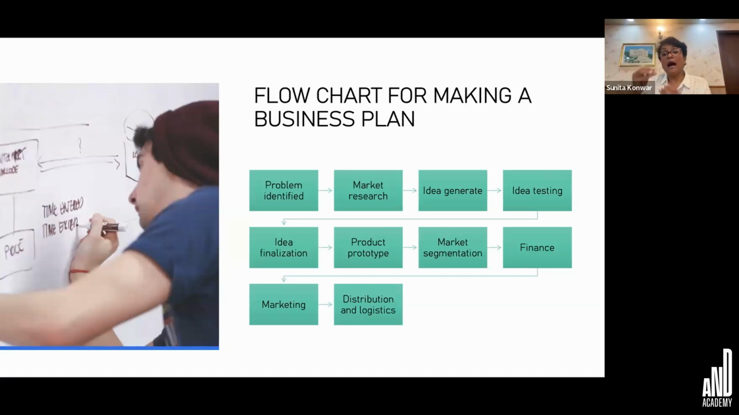Now, after the prototype is done, you have to look at, as I said, which market you are going to tap for it. What is going to be your market segmentation, in the sense of which customer is going to be my buyer?